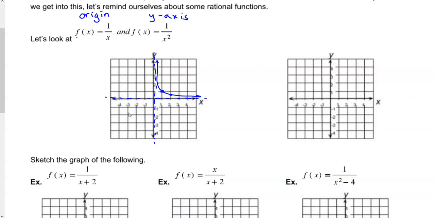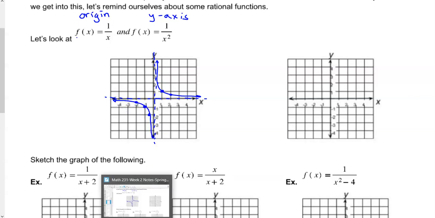And over the origin, I also have the same point. So if 1, 1 is a point, then negative 1, negative 1 is a point. And then negative 2, negative 1/2, and negative 1/2, negative 2 would be points. And so what I get is this as my graph for 1 over x.